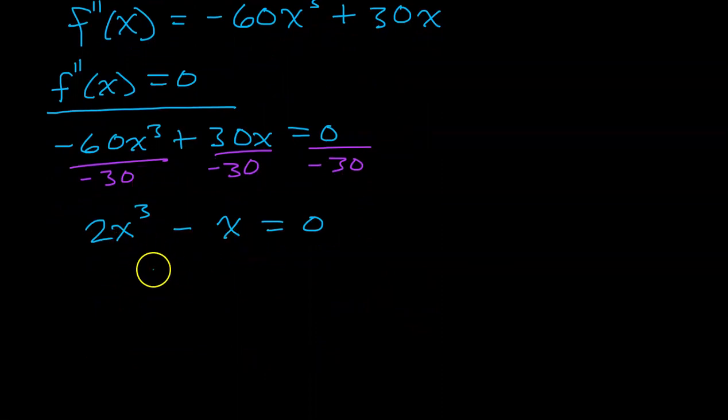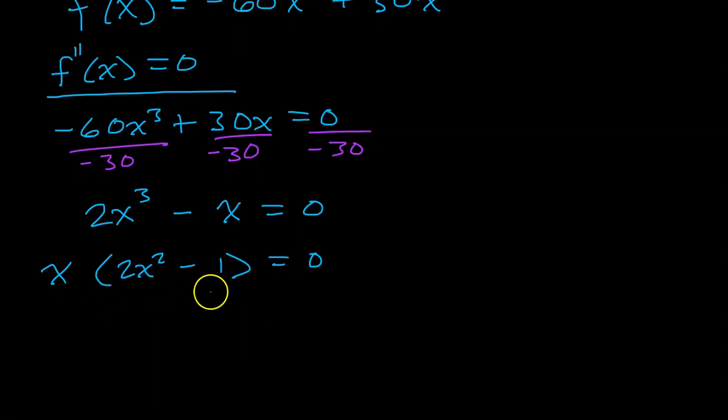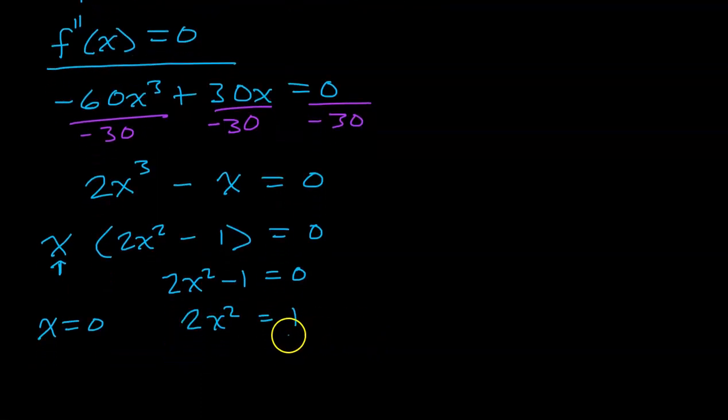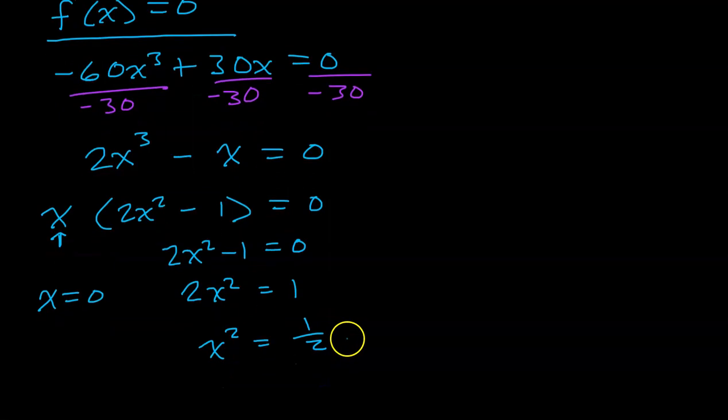So there's a common factor of x, so I'm going to take that out, put it in the front. So that's going to leave 2x squared minus 1. Setting each of these equal to 0 because of the zero product property, I'm going to get x equals 0 right away from this guy. And if I set 2x squared minus 1 equal to 0, then I'm going to end up with 2x squared equals 1, added 1 to both sides. Dividing both sides by 2, we get x squared is equal to 1/2.